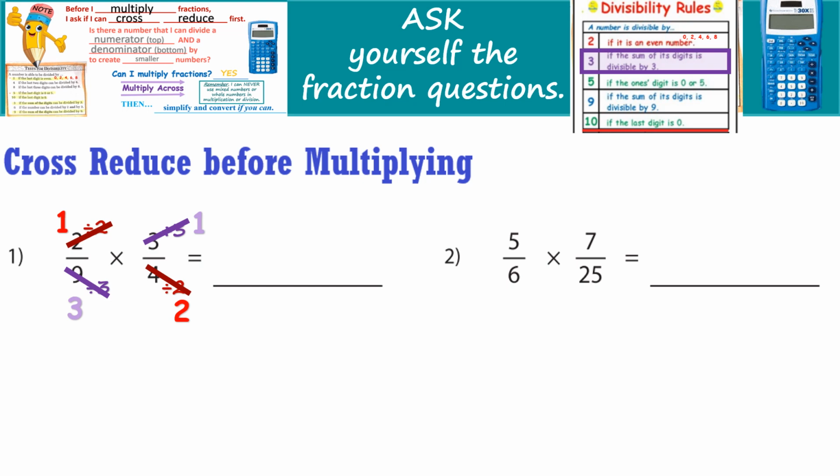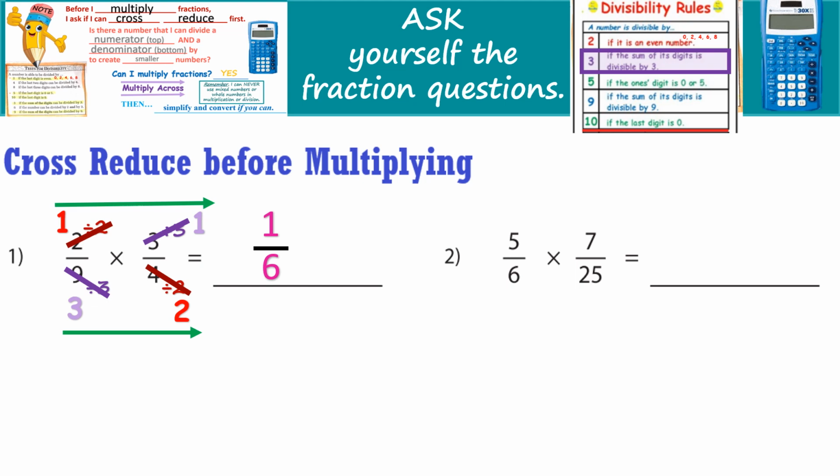I'm left with a multiplication of fractions problem. Can I multiply fractions? Yes. What do I do first? I multiply across. So when I look at my math problem and I'm going to multiply across, once again, I draw those arrows so I know which digits I'm multiplying. I have 1 times 1, which is 1, and 3 times 2, which is 6.